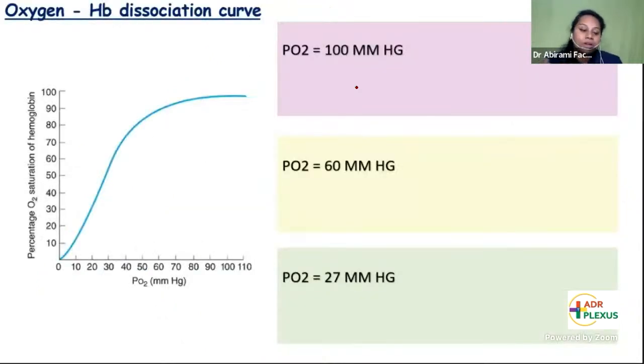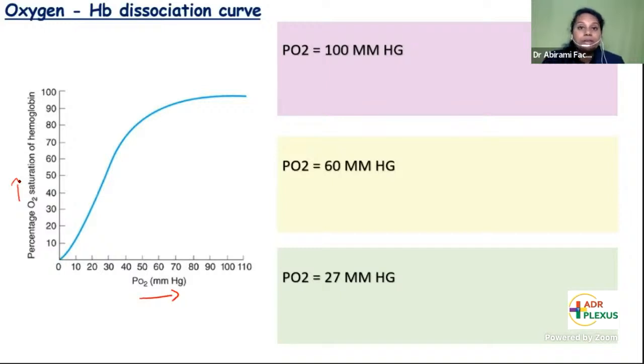Let's look at this curve. Oxygen hemoglobin dissociation curve. So any curve, when you interpret, you have to first look at the axis. So it has partial pressures of oxygen in millimeters of mercury along the x-axis, and percentage oxygen saturation of hemoglobin on the y-axis. So what does that mean? Y-axis means how much of hemoglobin is saturated with oxygen. So that is called percentage of oxygen saturation of hemoglobin. And the curve is a sigmoid shaped curve.